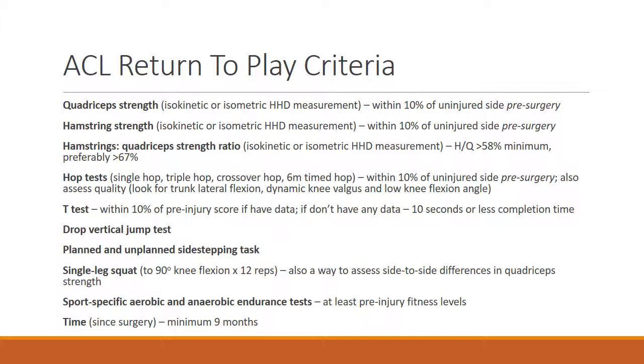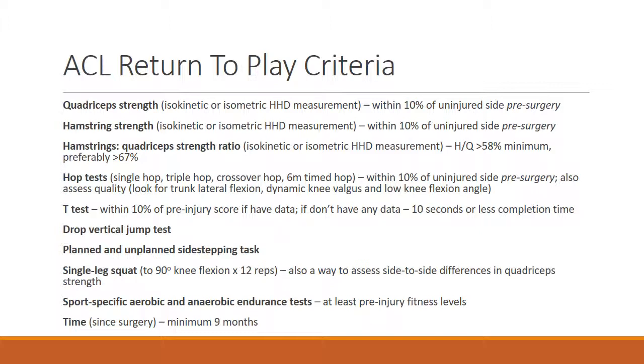There's also a T-test, running out, across one way, across back, and then across to the center and running backwards within 10% of pre-injury scores if you have that data. If not, the research has shown less than 10 seconds is a good time. Then similar to the ones before, the drop vertical jump, planned and unplanned sidestepping, and single leg squat, they're all the same protocols as before.